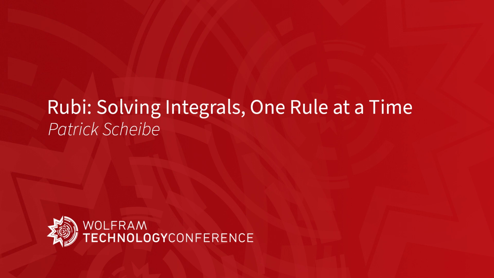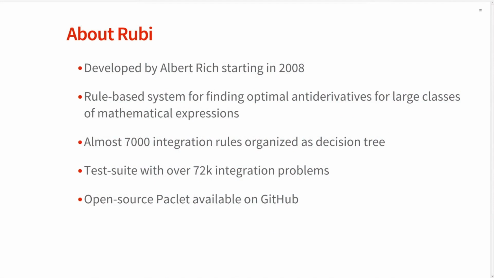So Rubi is the work of Albert Rich, and he started working on it in 2008. So it's a dedicated effort of around 15 years. Rubi is a rule-based system for finding optimal antiderivatives for large classes of mathematical expressions. There are around 7,000 integration rules right now. They are organized as a decision tree to find the antiderivative. There's a test suite that contains over 72,000 integration problems to test the system. And all this is open source and available on GitHub.